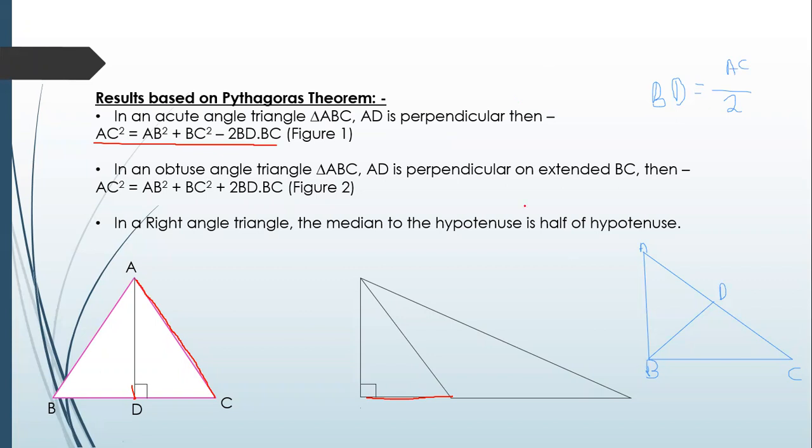No, Satvik, D is not the circumcenter here. D is the point of intersection of this median, and the circumcenter will be formed when these medians are also drawn, right? So circumcenter will be somehow here.